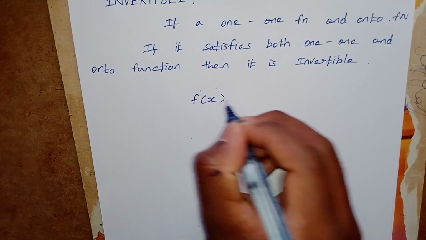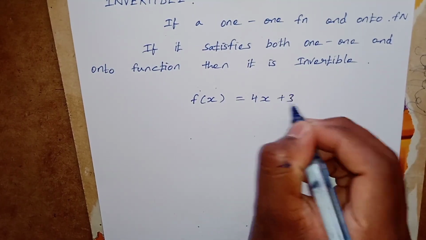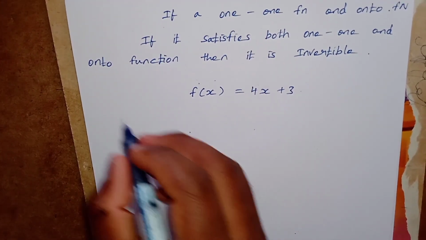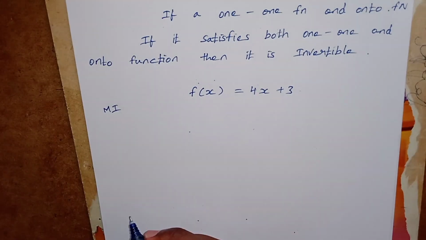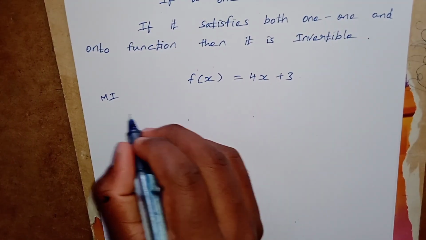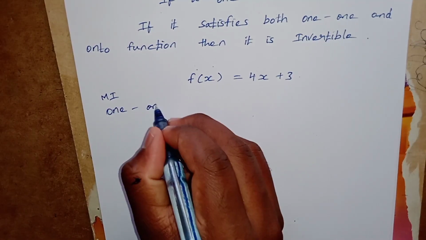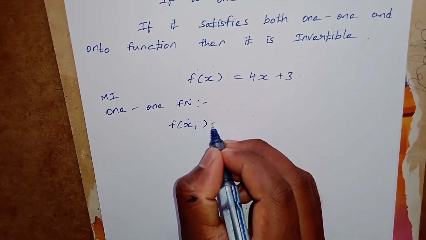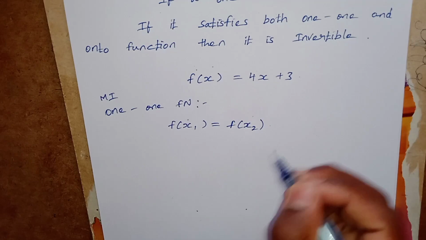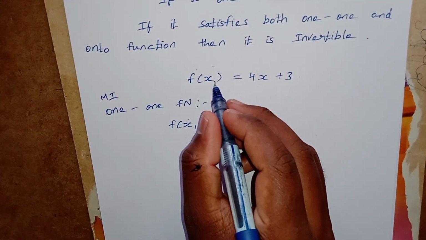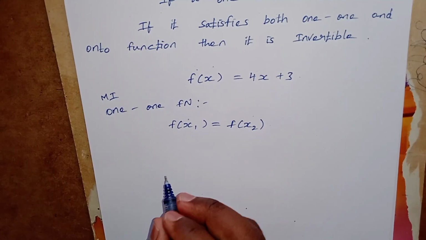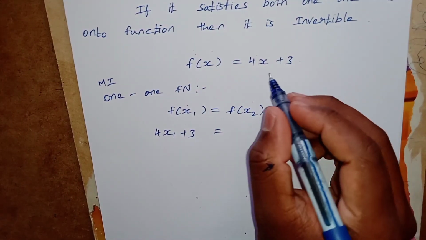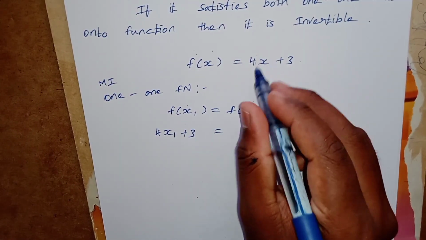Given f of x equal to 4x plus 3. Here we can do in two methods. I am doing the first method, M1. Here for the one-one condition, f of x1 should be equal to f of x2. Therefore in the place of x you should apply x1. Now 4x1 plus 3. Next in the place of x you should substitute x2.